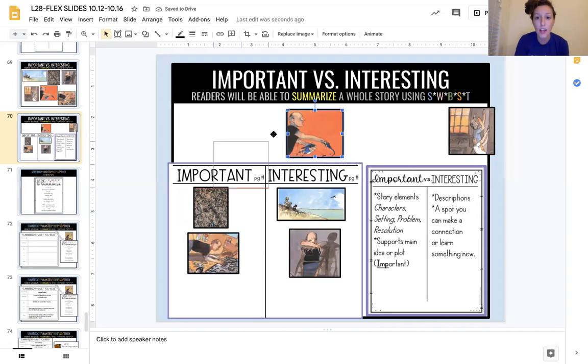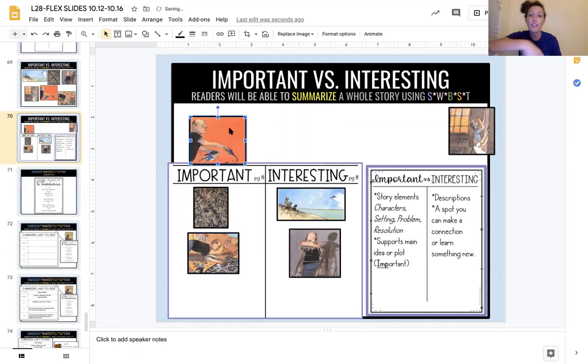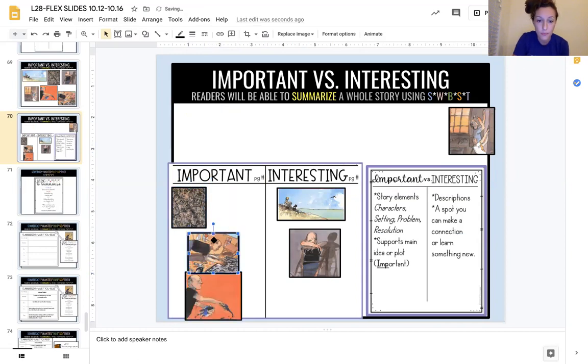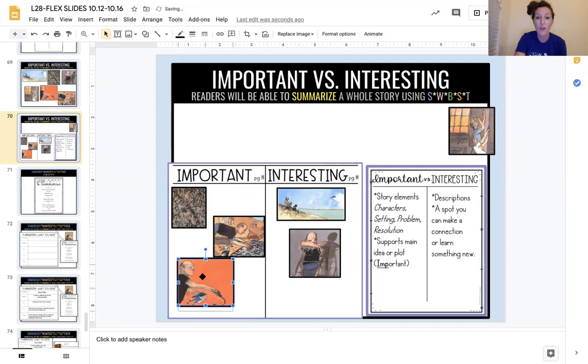I'm also going to put this next painting of him flinging the paint from his stick because I know this is also a supporting detail that tells me how Jackson Pollock paints. So now I have these three on the important side. I know that if I'm going to summarize or tell what's most important about this story, I should say something about how he becomes part of the painting, how his paintings were like nothing anyone had ever seen before, and how he let the paint move and have a life of its own.